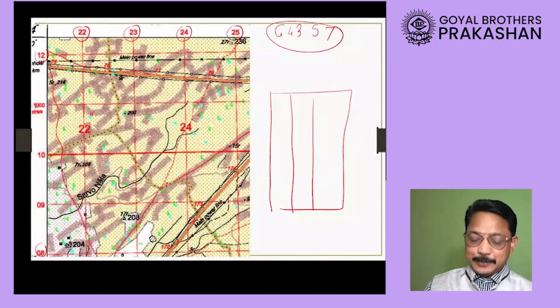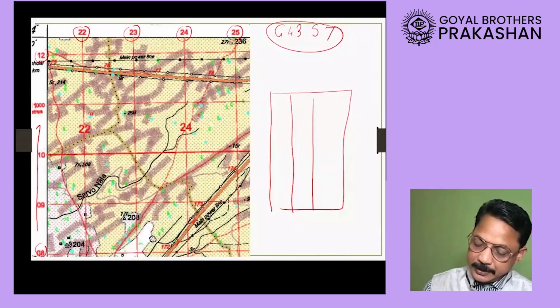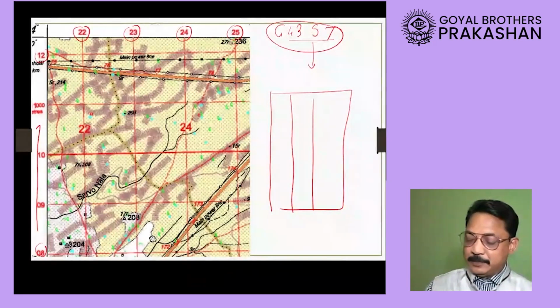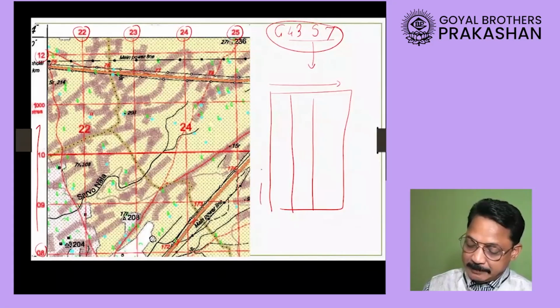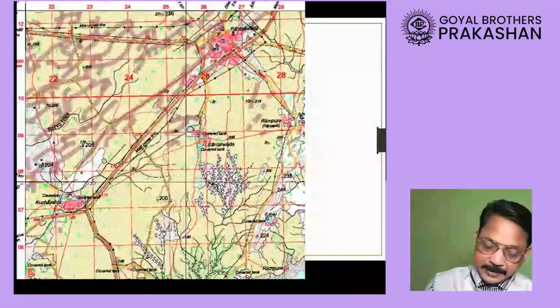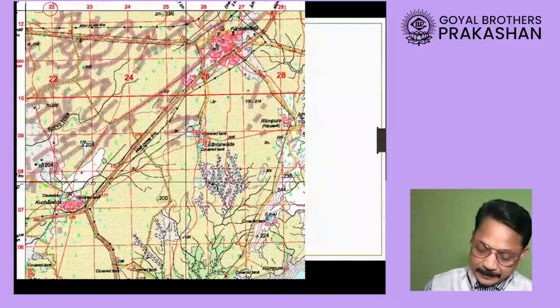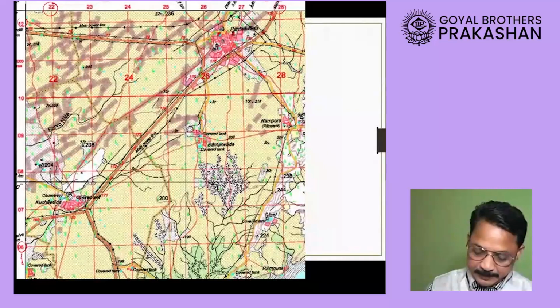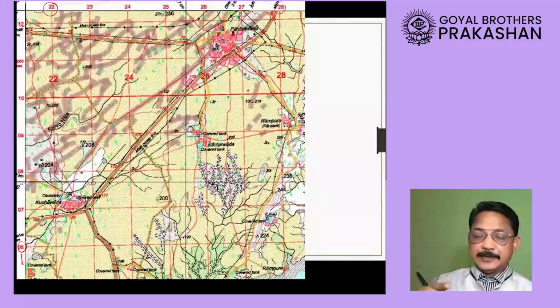We have seen, dear students, that 22, 23 and all these numbers are eastings and these numbers are northings. So this G43S7 is further made up of many eastings and many northings. So this is a part of a topo sheet like this. You can see here 22 to 28, then from 6 to 12. Will there be a number before this 6? Yes, it will be there in a lower part of the topo sheet.